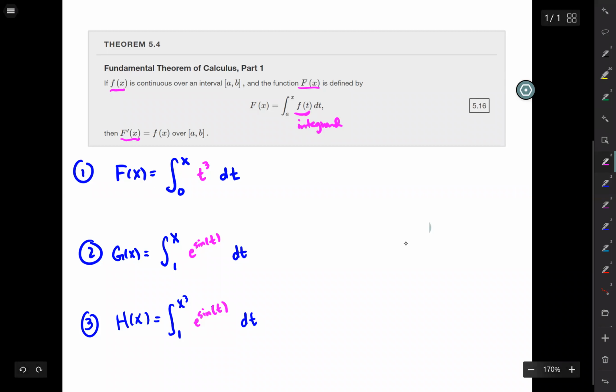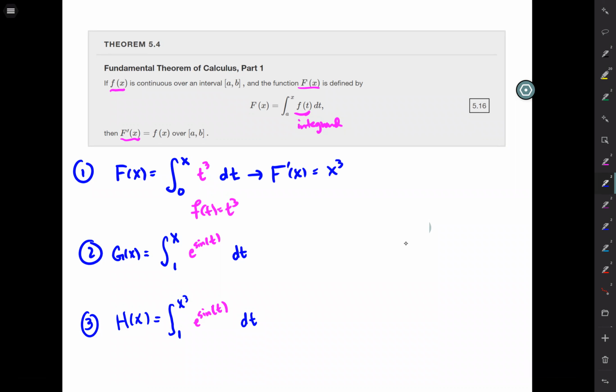Let's define the big function F of x to be the integral from 0 to x of t cubed dt. Here, the integrand is just t cubed. So the fundamental theorem of calculus says that the derivative of big F of x is just x cubed. It's just little f of x.